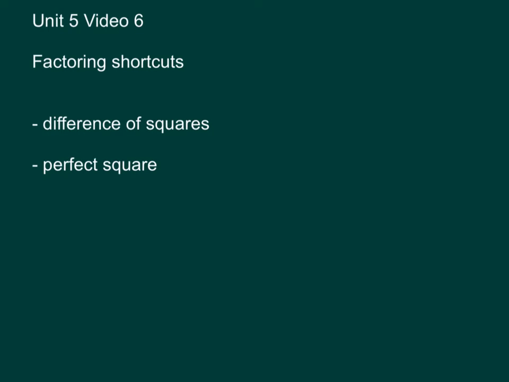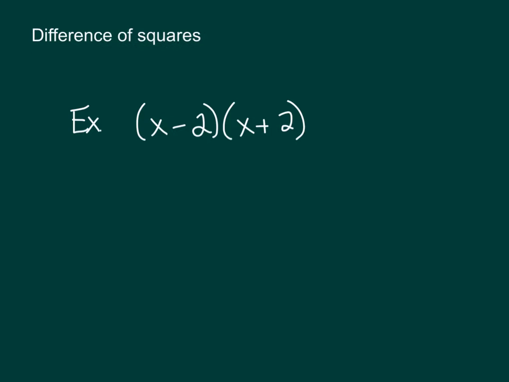Unit 5, Video 6, Factoring Shortcuts. We're going to talk about two different styles, difference of squares and perfect square. So difference of squares looks like this.